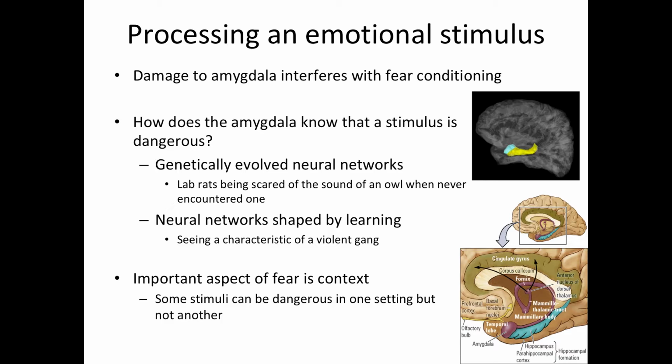So genetically based neural networks in the amygdala evolve with the animal. Rats born in the laboratory show fear responses whenever you play a sound of an owl, even though they've never encountered them. And they're born in the labs, so often you can take them away from their mother. The mom can't tell them about it. So it is genetically inside of them.